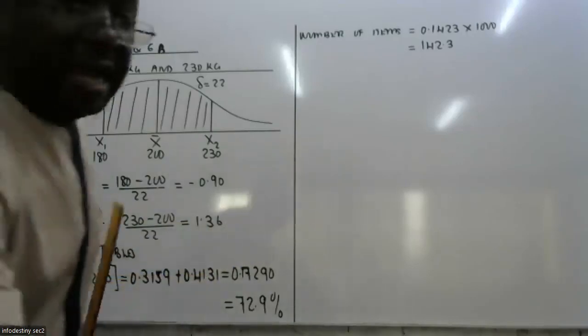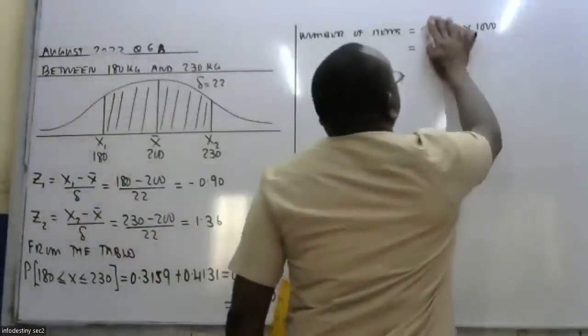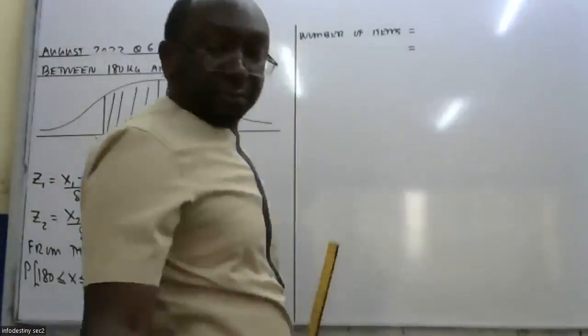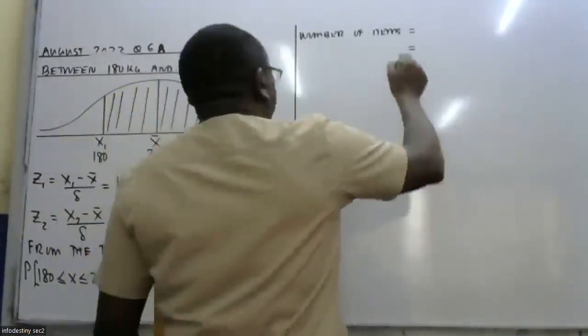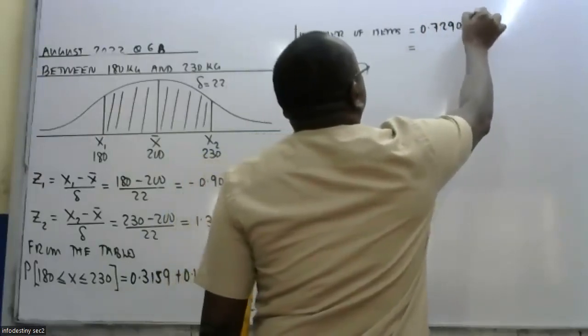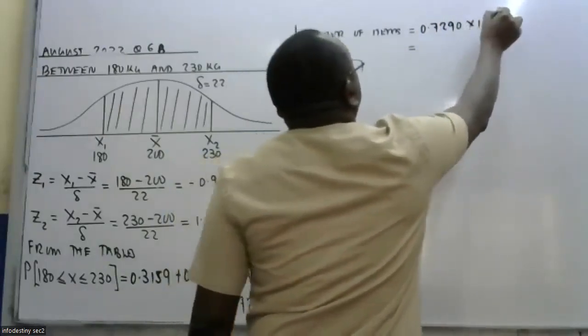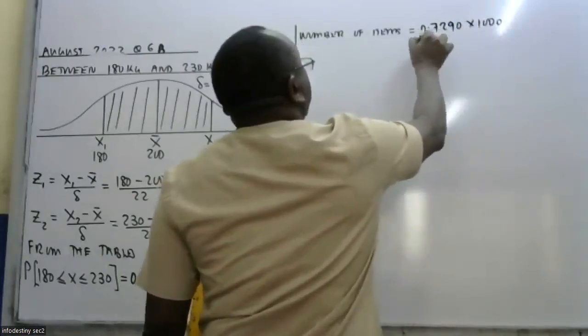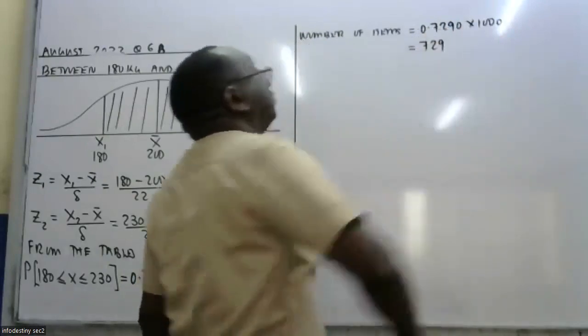So the number of items is 0.7290 multiplied by 1,000, and that will be 729.